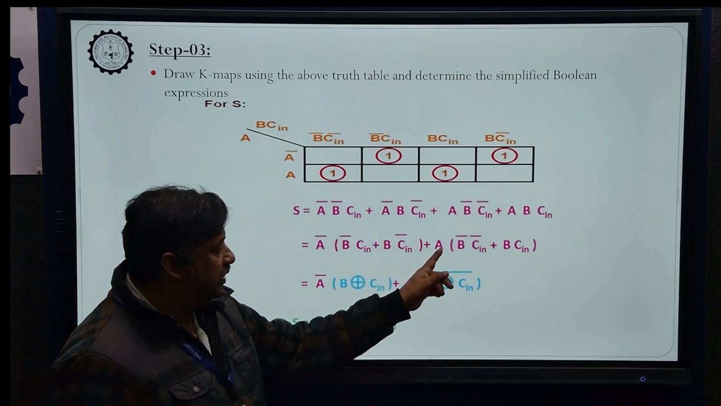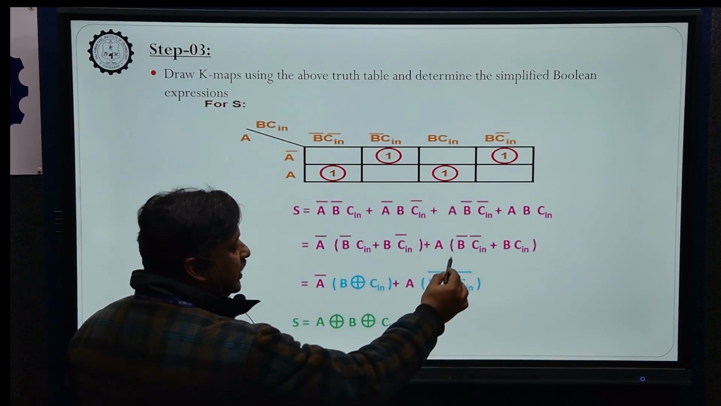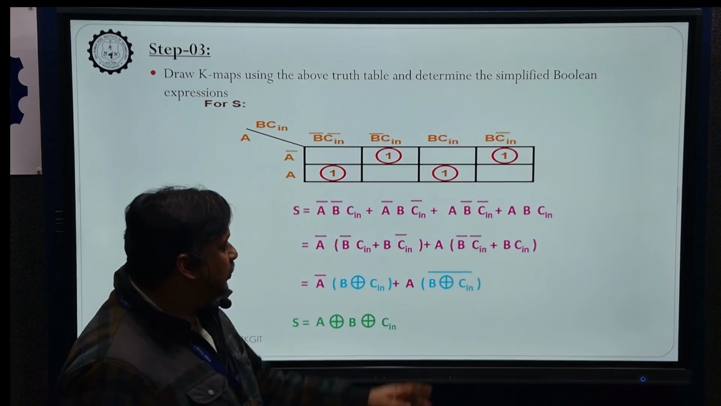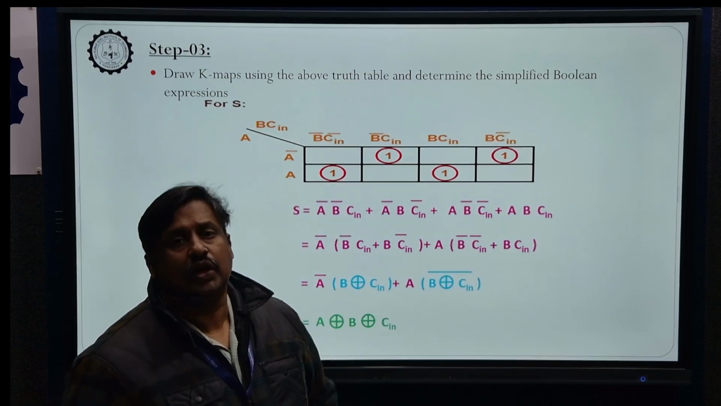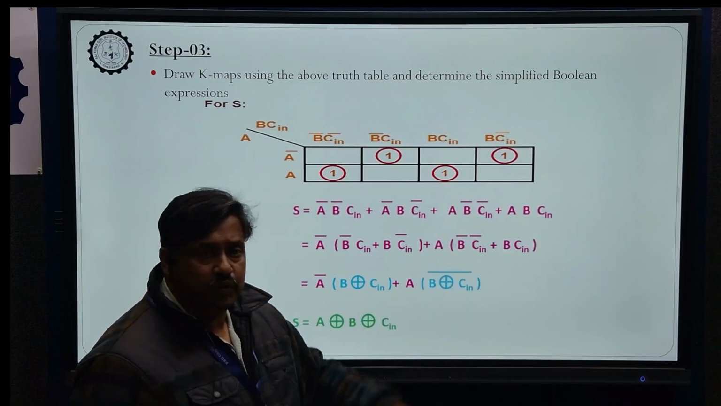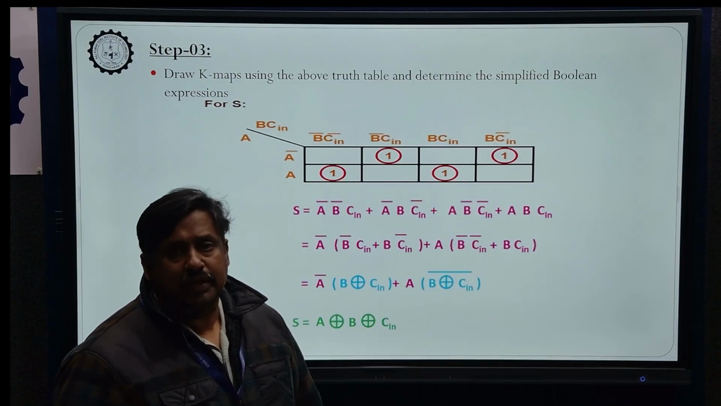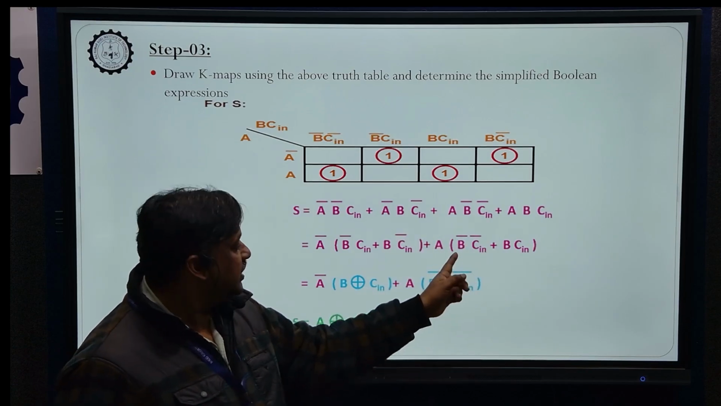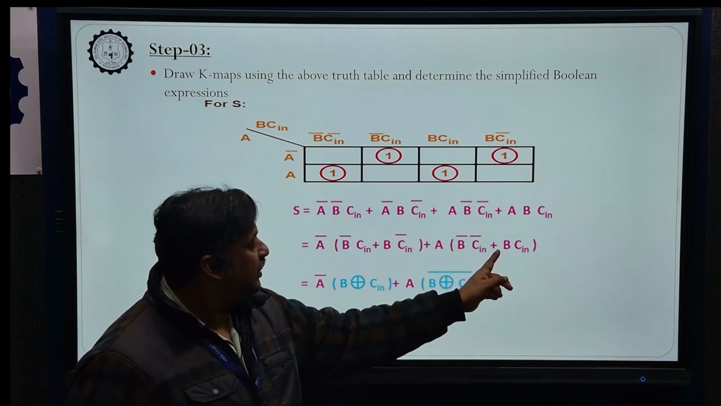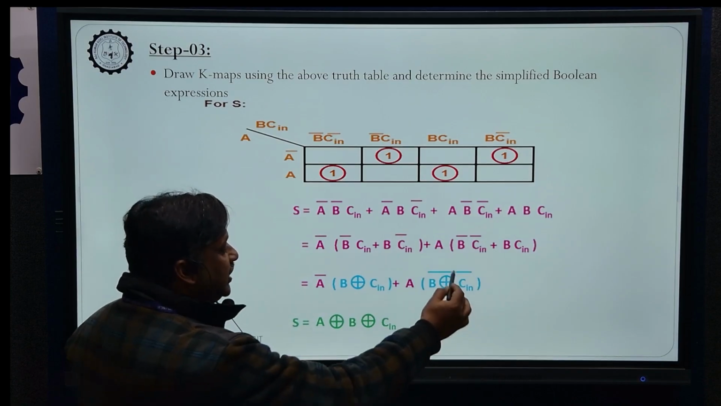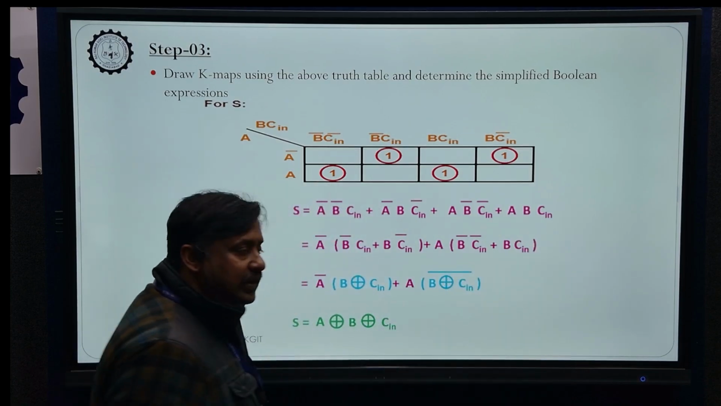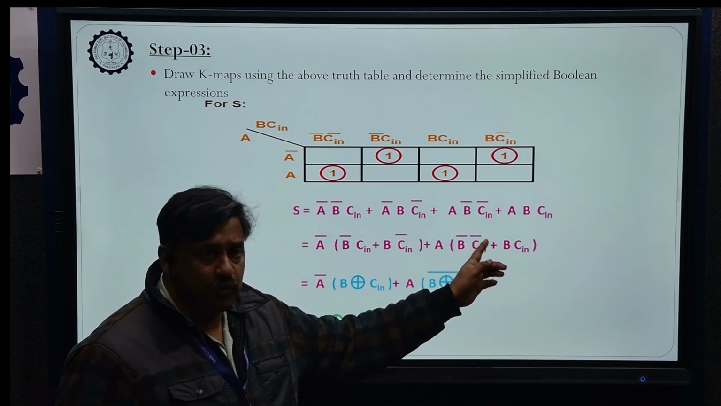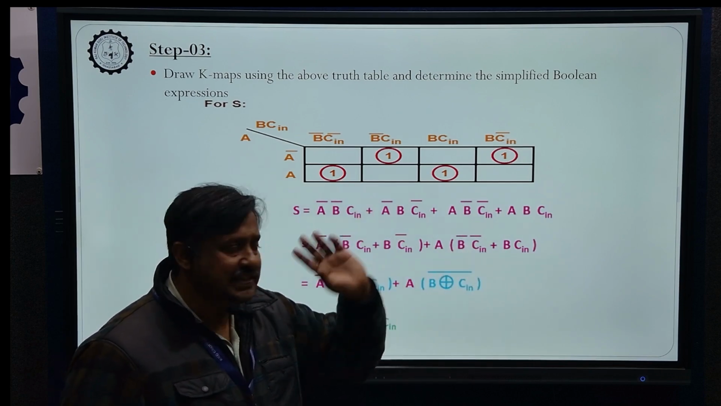Now coming to this one, here A is common and the common expression is B bar C in bar plus B C in. This is the expression for the XNOR gate. The XNOR gate equation is A bar B bar plus A B. So instead of A B, here it is B and C in. So here you can see B bar C in bar plus B C in. So this term becomes B XNOR C in.